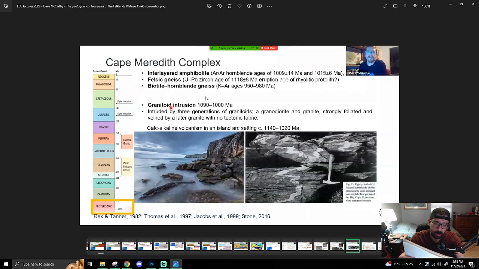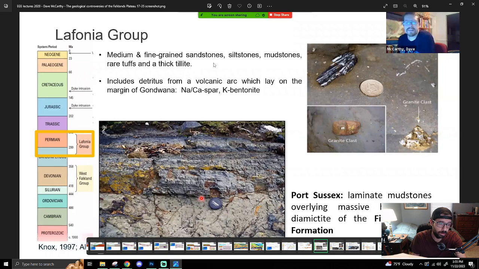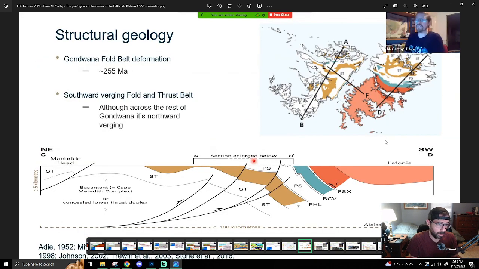The Fonia group made up of fine-grained material with clasts. So let's keep going to the Fonia group. There are clasts in this. Here's a granite clast. Granite clast. Part of the islands being pushed to the south while the rest of Gondwana was pushed to the north. I guess that was with regard to this.